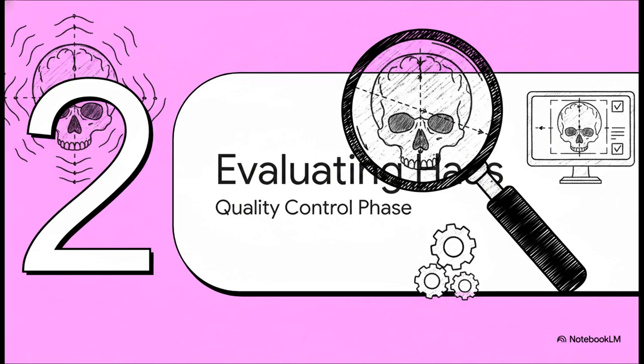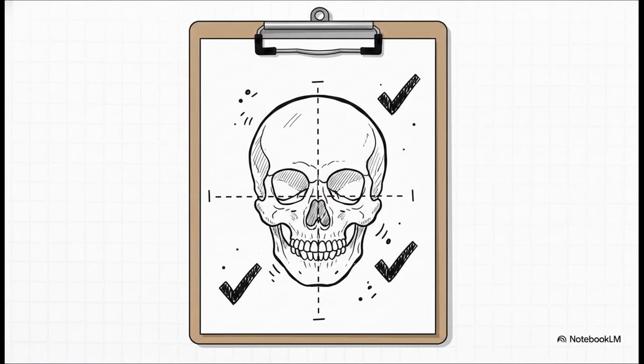Moving on to section 2, evaluating the Haas projection. Let's shift over to the quality control phase on the monitor. Okay, here is your ultimate pass-fail checklist for this view. First up, you need to see the entire cranium with 0 rotation or tilt. The mid-sagittal plane of the cranium has to be aligned perfectly with the long axis of your collimated field.